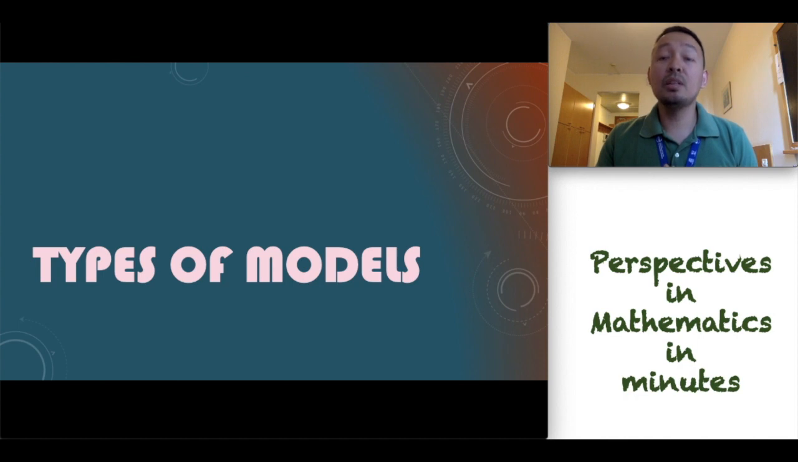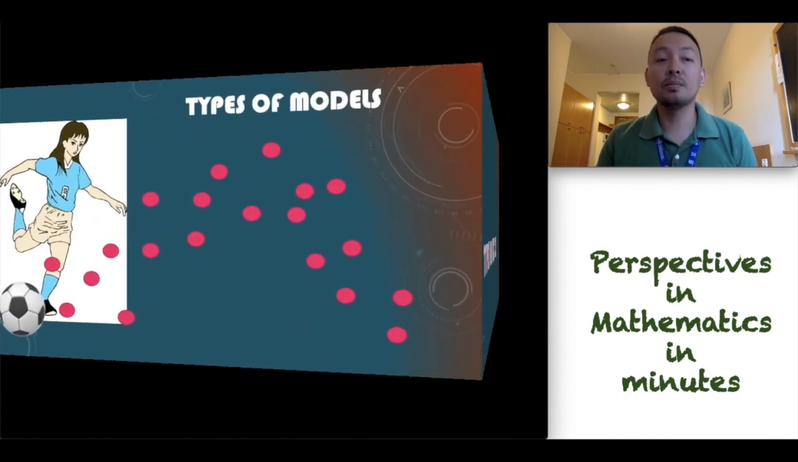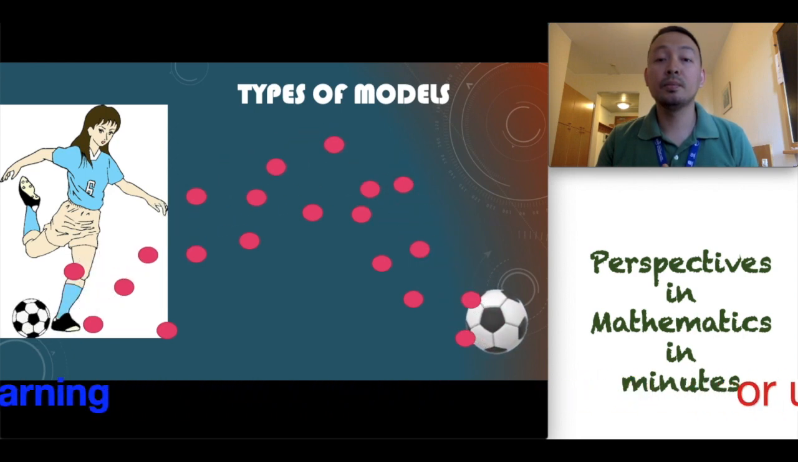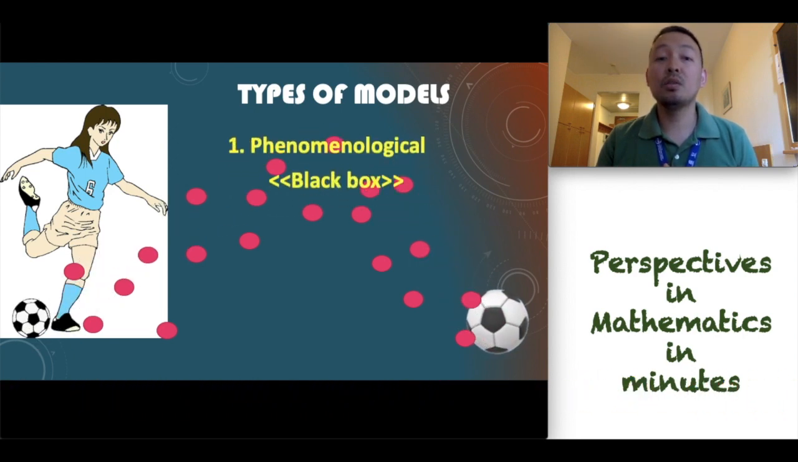Let me discuss to you the different types of models. Suppose there is a soccer player kicking a ball, and the problem is for us to predict the trajectory of the ball. One mathematician might do this: to collect data, probably historical data, and fit functions that would fit this data. This type of model is called phenomenological or black box. This is called black box because we don't know the mechanisms why this happens. Our prediction only depends on the data.